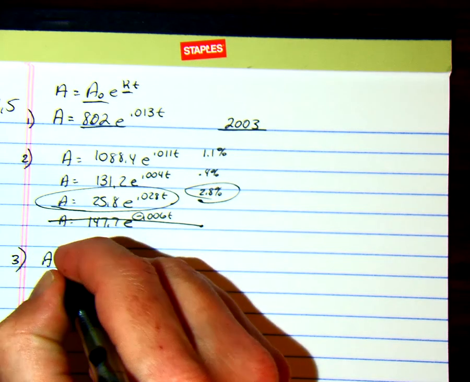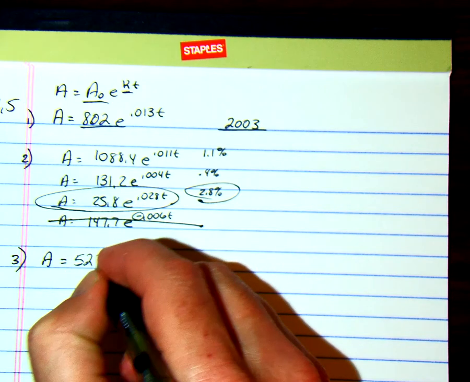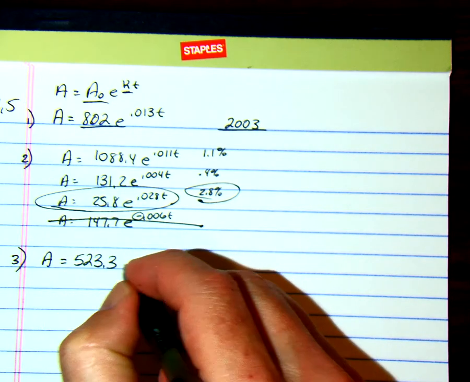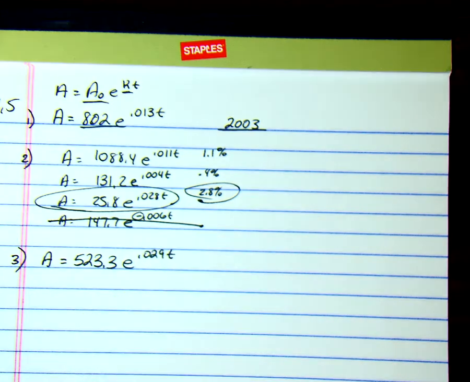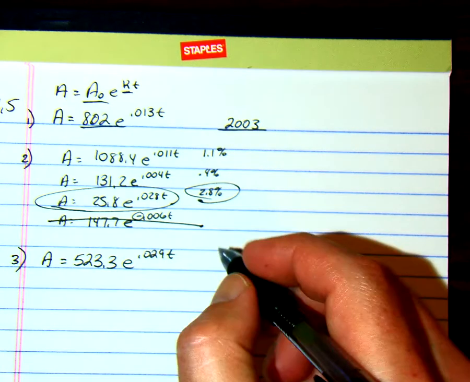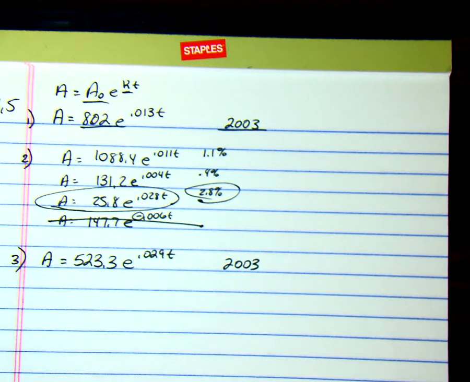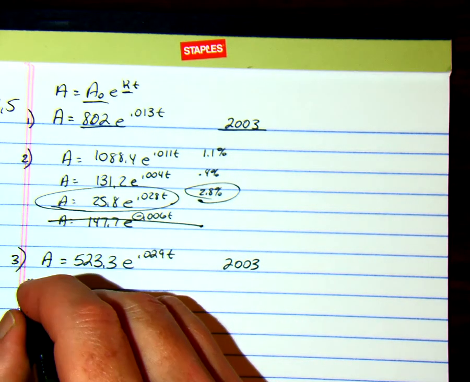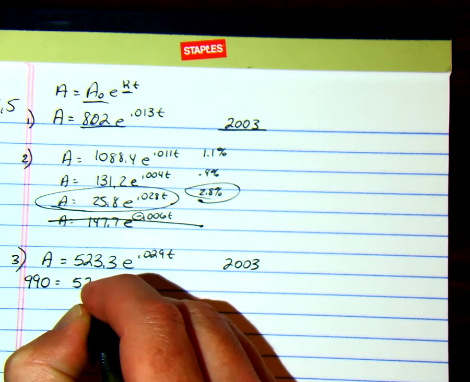So again, just to remember what we're doing, I think we have to solve this one actually. This one's 523.3 e to the 0.029 t power, describes the population A of a country in millions of years after 2003. So we're back to that 2003 thing again. But we want to know, when will the population of this country become 990 million? So when will the population be 990 million?